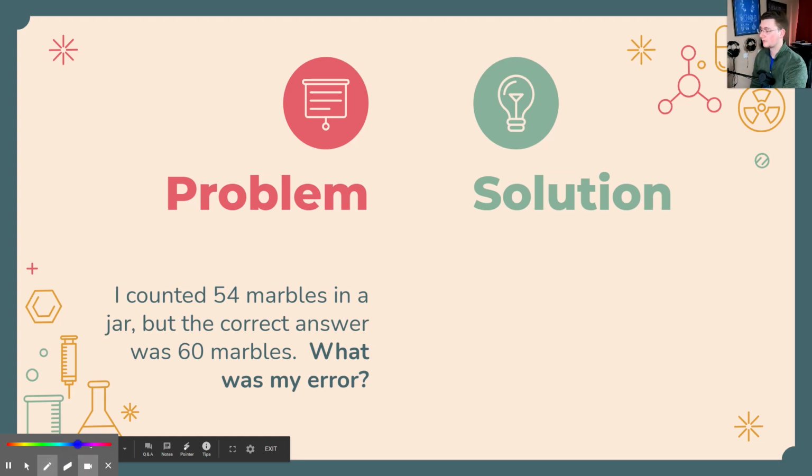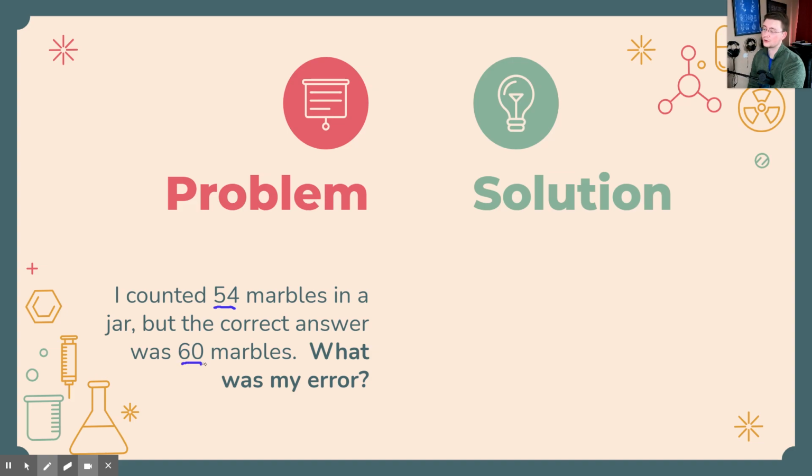So if we're looking at this, I had counted 54 marbles. There should have been 60. So I'm going to say, all right, well, there were 60. I counted 54. So I'm going to subtract 54 from that, giving me 6 marbles as my error. All right, I was off by 6 marbles. Another way to think about it is just how far away was I? In this case, I was off by 6.